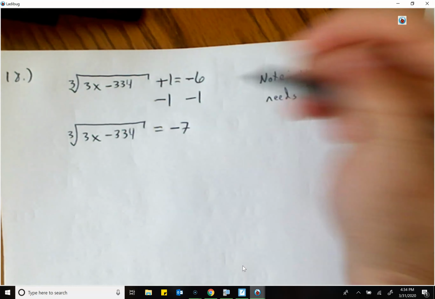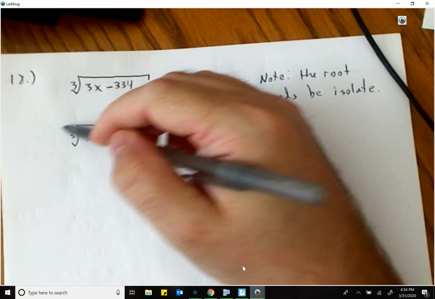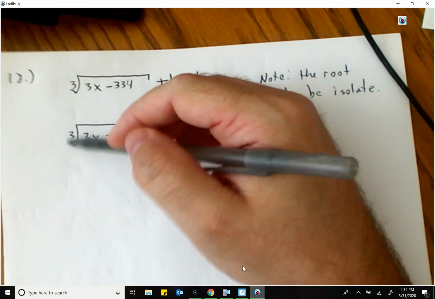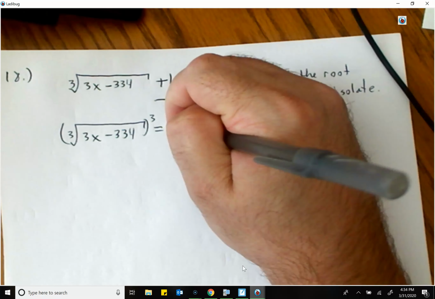Now that this root is by itself, we can go ahead and raise both sides to a power that will take care of it. And what power takes care of a cube root? A cubic power.